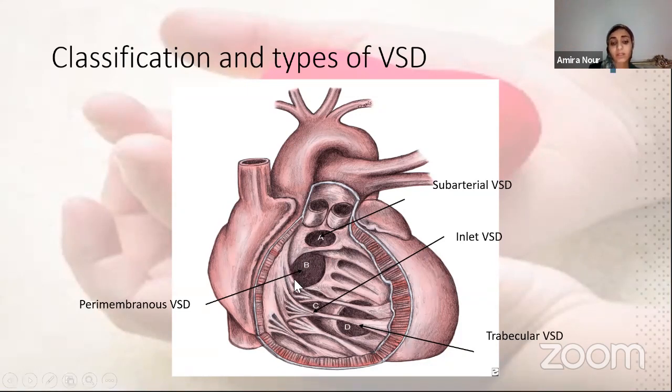Again, if we have a defect in the membranous part of the septum, then it is called a perimembranous VSD, and a defect in the inlet portion of the septum is an inlet VSD. A defect in the trabecular part of the septum is a muscular VSD, and a defect in the outlet portion of the septum is a subarterial VSD.